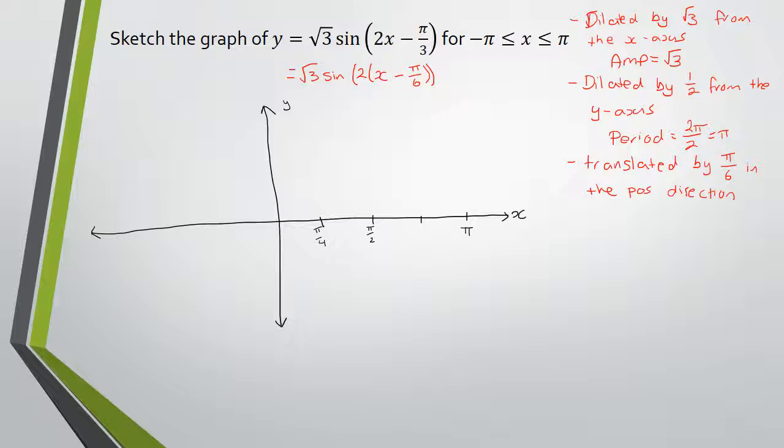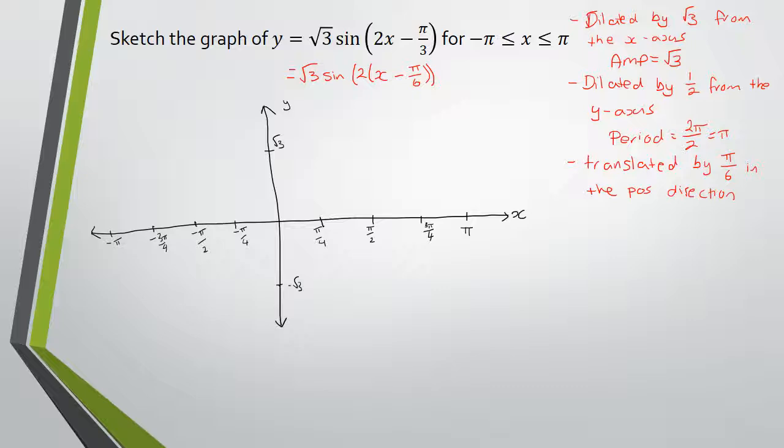Now this is before we've considered the translation. I'm just looking at what this graph would look like if I was to sketch it without the translation there, just based on the 2 dilations, so we can get an idea of what's going on. Amplitude is square root of 3, so that means we're going from square root of 3 down to negative square root of 3.